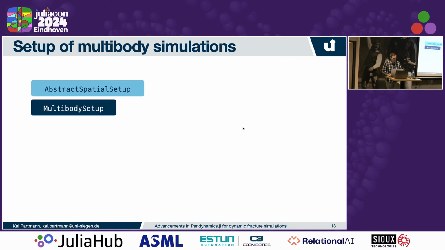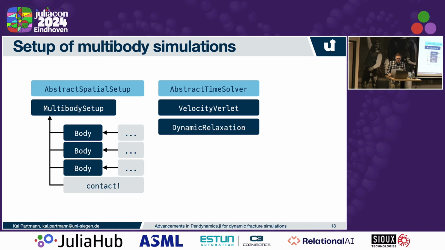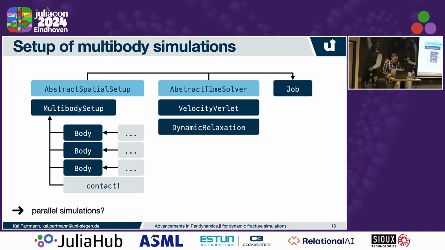And for multi-body simulations, this even helps, because it was a mess in the previous version. You needed a lot of intermediate structs, but now you can construct the bodies the same way you would do for a single body simulation, and these will get bundled up to a multi-body setup. Then you add the contact, just do that setup. And then again, you specify a solver, and it will get bundled up for a job.